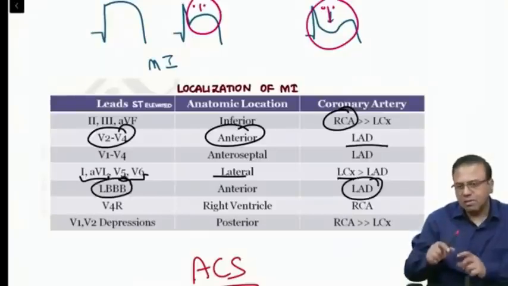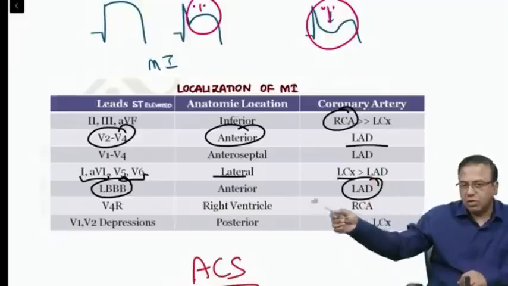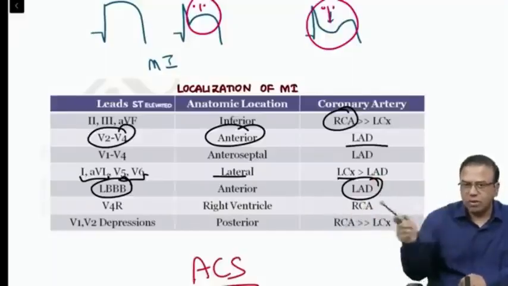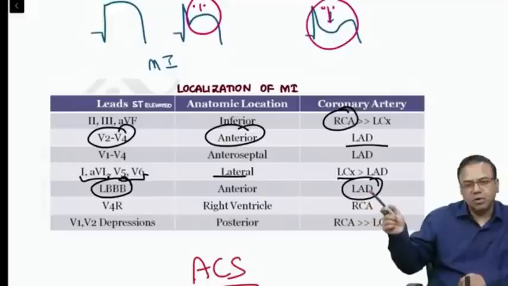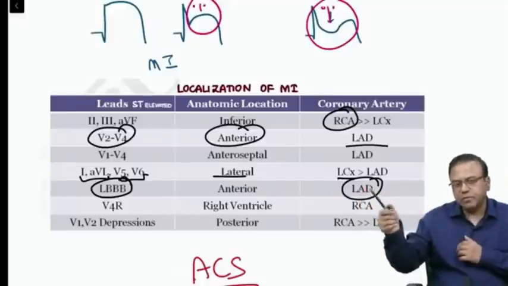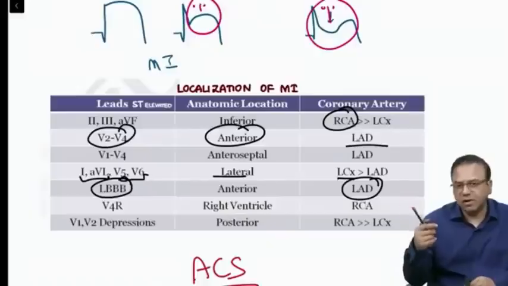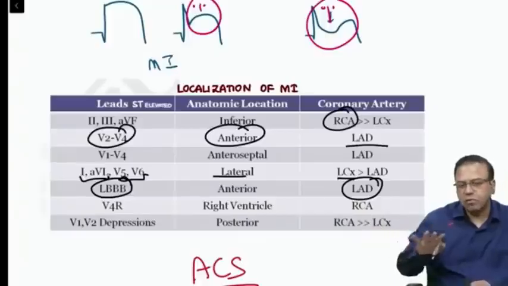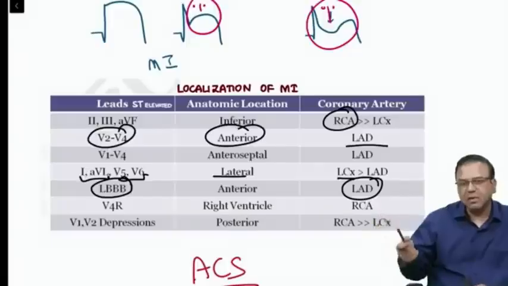Remember, bundle branch blocks are LAD, but AV node and SA node problems are right coronary artery. Let me repeat: SA node and AV node problems are right coronary artery, but bundle branch block is LAD territory, because the LAD majorly supplies the septum. So bundle branch blocks are a left anterior descending problem. This also is not an MCQ zone for postgraduate level. It may be asked on some platforms, but in the exam they may not ask you.